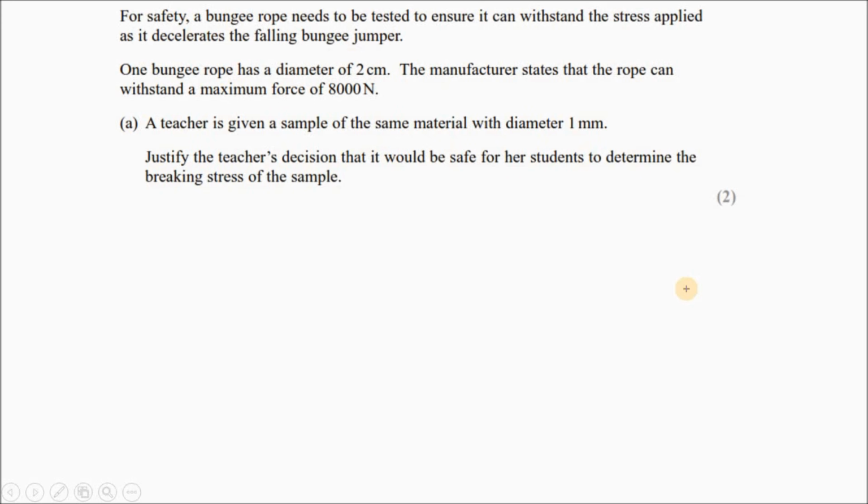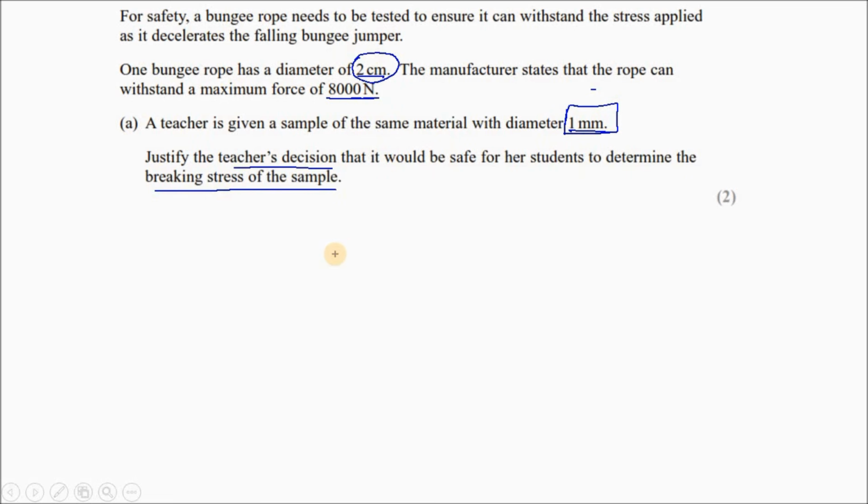One bungee rope has a diameter of 2 centimeter. The manufacturer states that the rope can withstand a maximum force of 8,000 Newton. Part A: a teacher is given a sample of the same material with diameter of 1 millimeter. Justify the teacher's decision that it would be safe for her students to determine the breaking stress of the sample. Okay, so we have an actual bungee rope with the diameter of 2 centimeter and the sample of diameter of 1 millimeter, and we need to justify the teacher's decision.